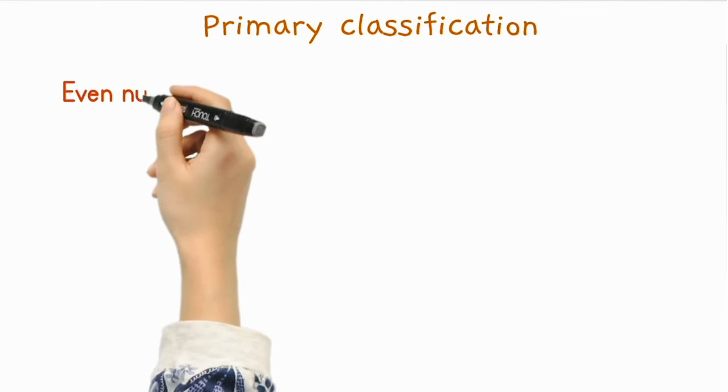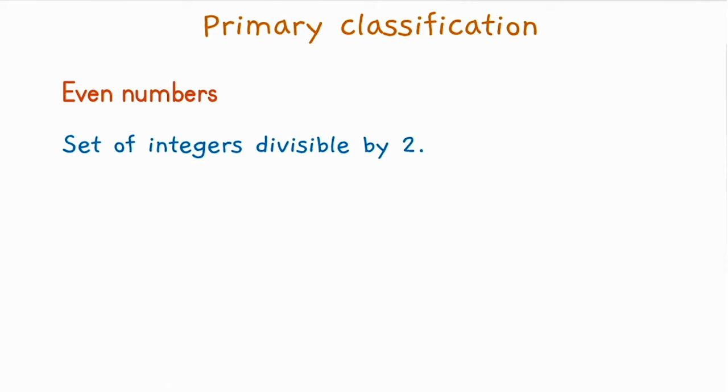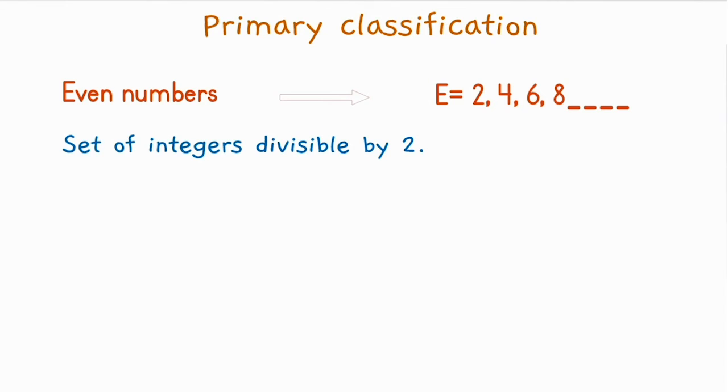Next, we'll have a look at even and odd numbers. First, even numbers. The set of integers which are divisible by 2 are even numbers. Set of even numbers represented with letter E is given as 2, 4, 6, 8, so on up to infinity.